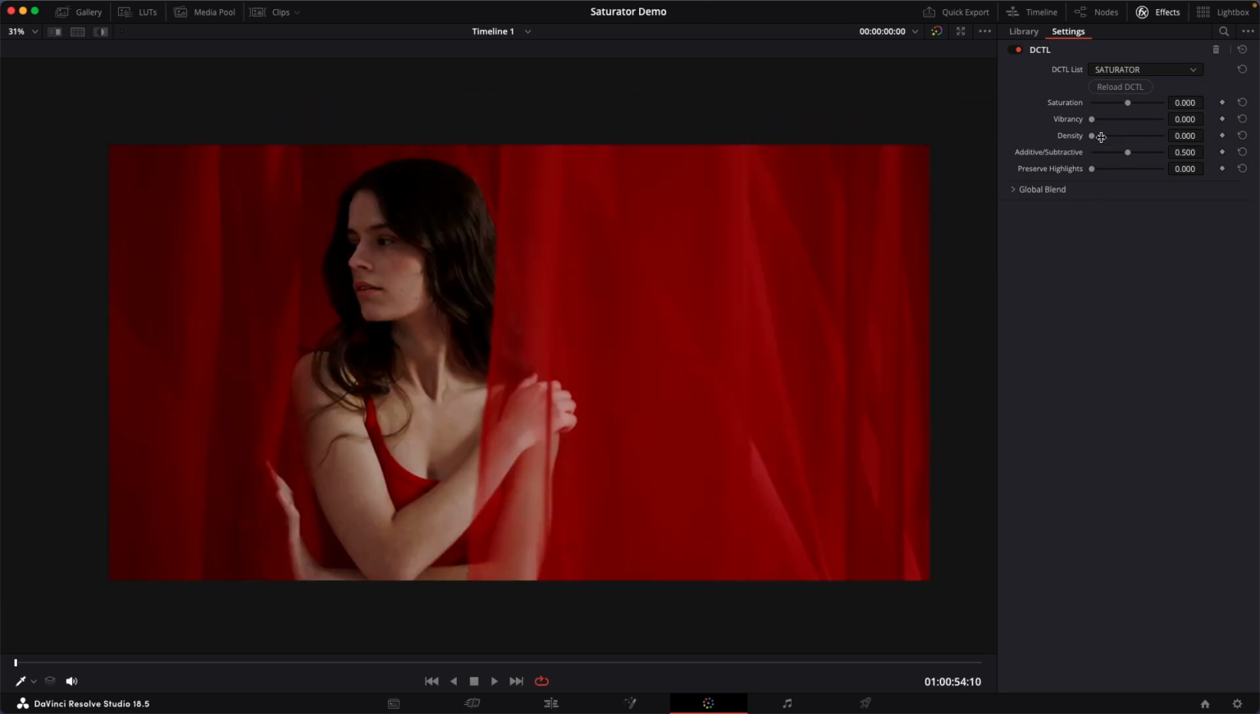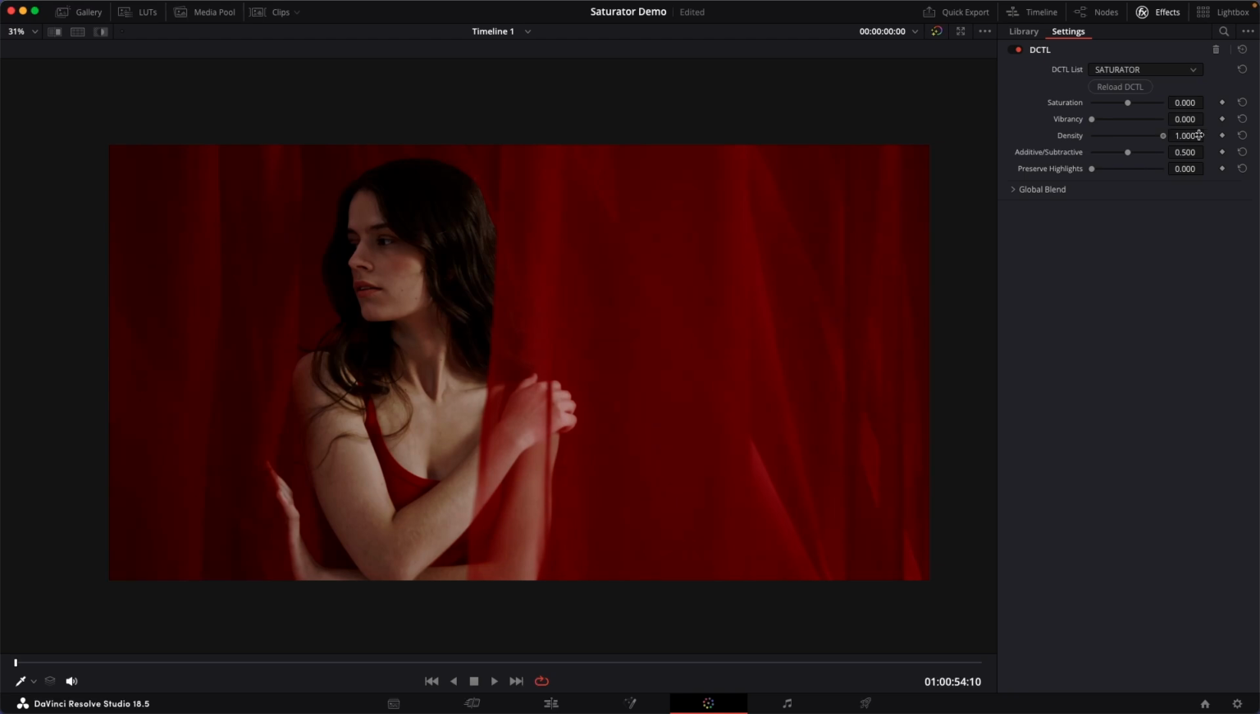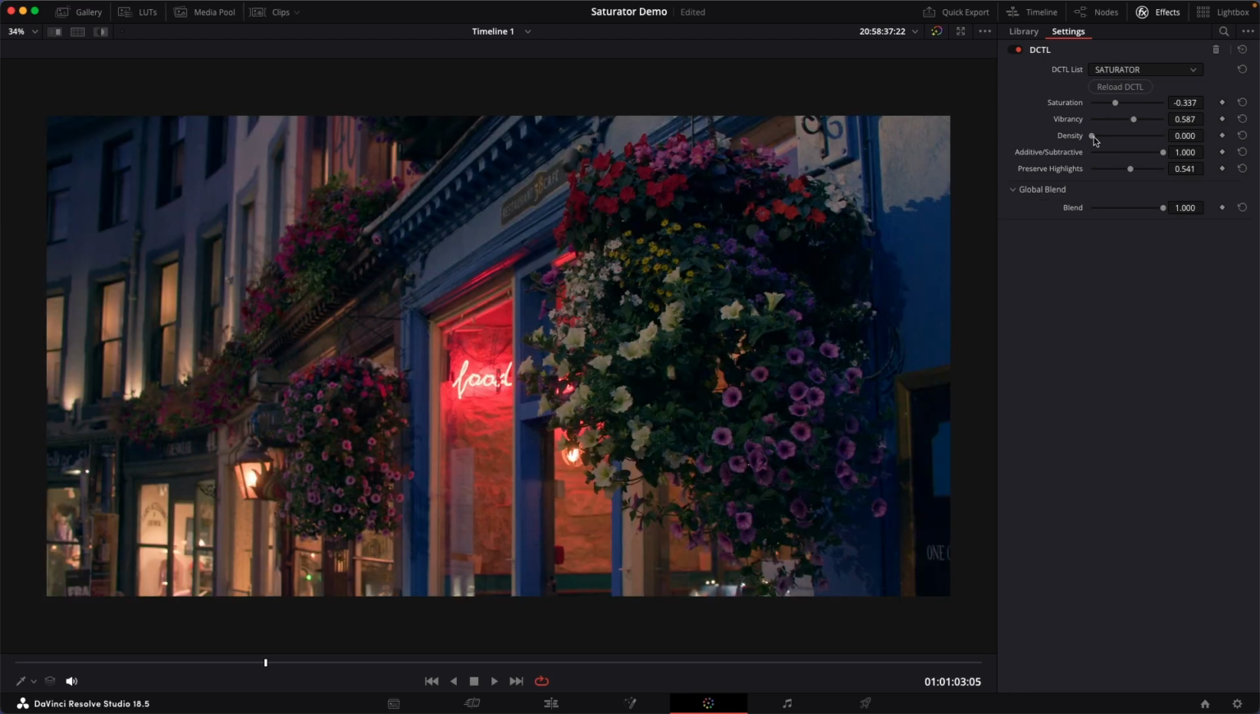And then there's the density slider, which is by its nature always subtractive, so it won't take into account what the subtractive versus additive slider is doing. And this is just an automated version of that famous HSV density trick that gives your highly saturated colors the richness and depth that we associate with a filmic look.